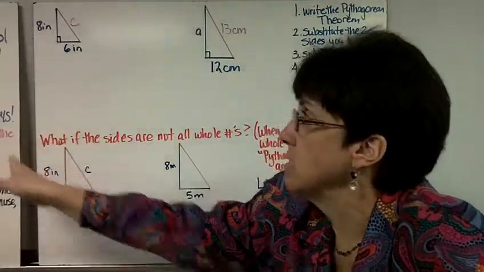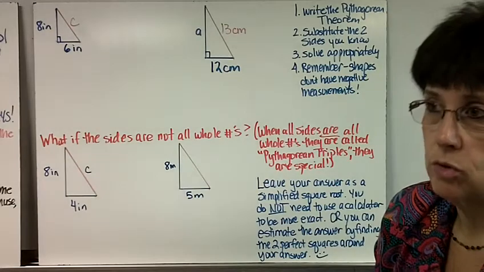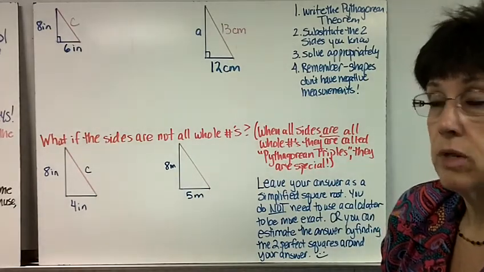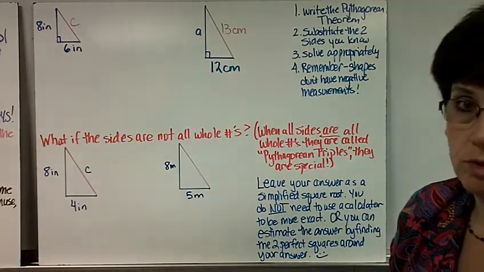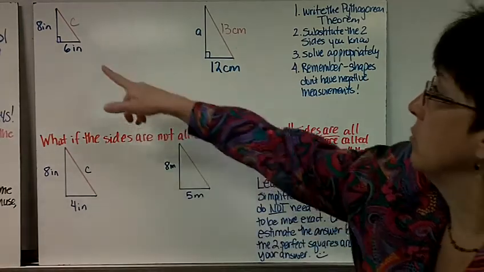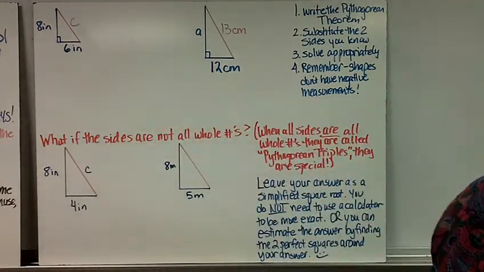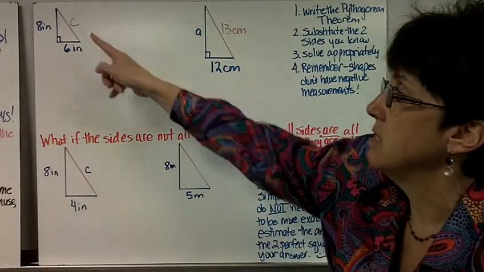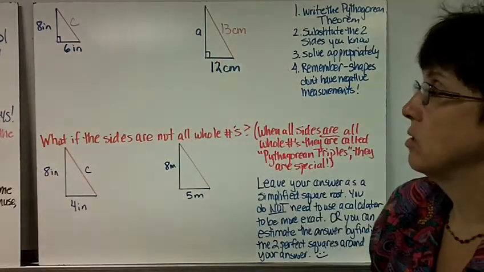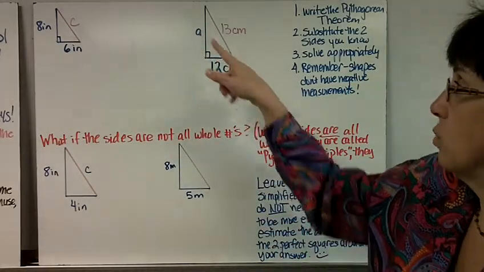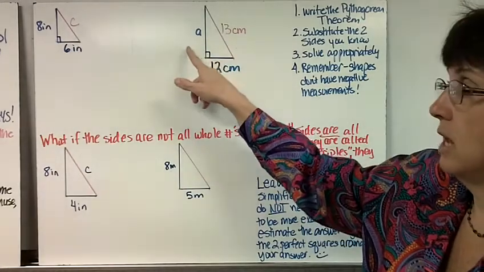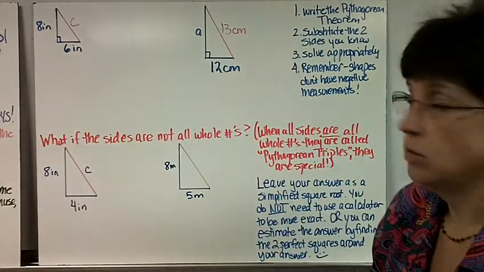You can see some really cool videos on YouTube if you look up Pythagorean Theorem. All right, let's do a few problems. So here we have a triangle and here we have a triangle. Notice here we're missing side C, which is the hypotenuse. Here we're missing one of the legs. I could have called it A, I could have called it B. I just called it A, okay?